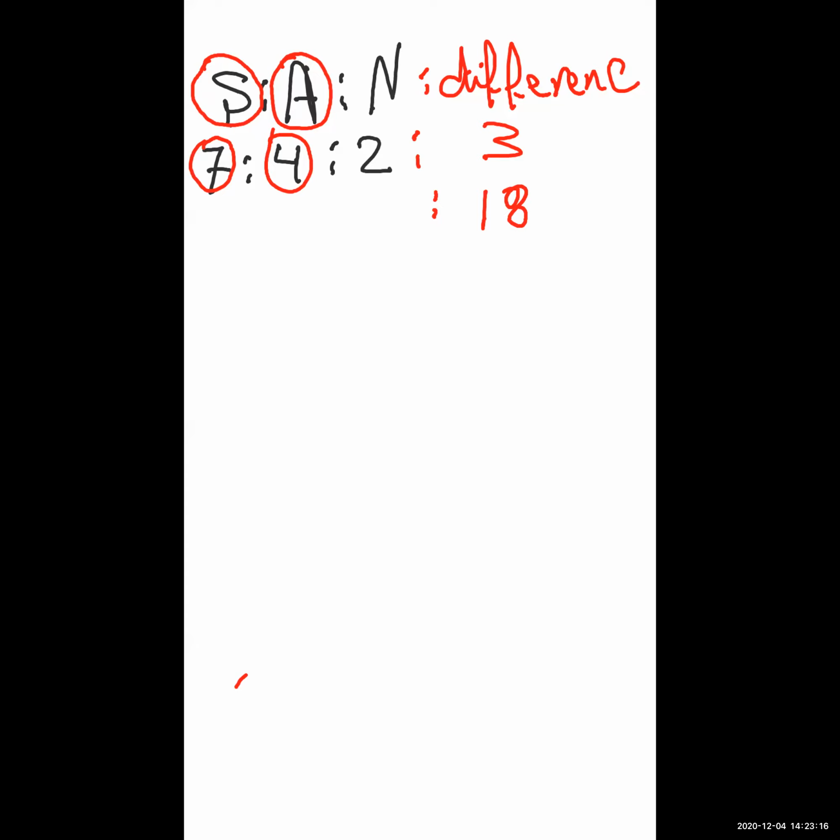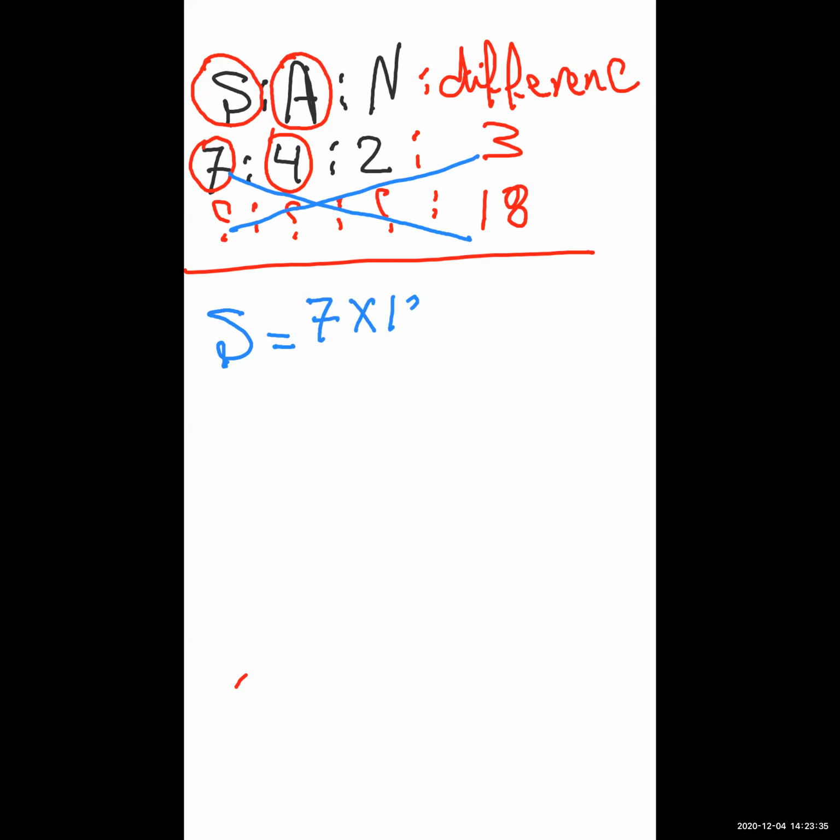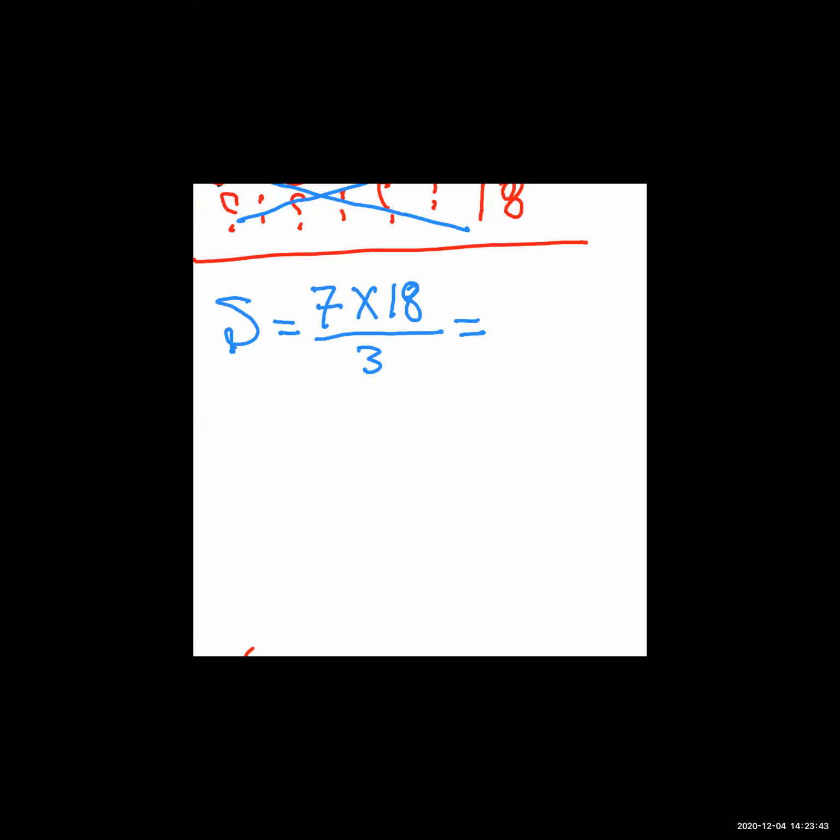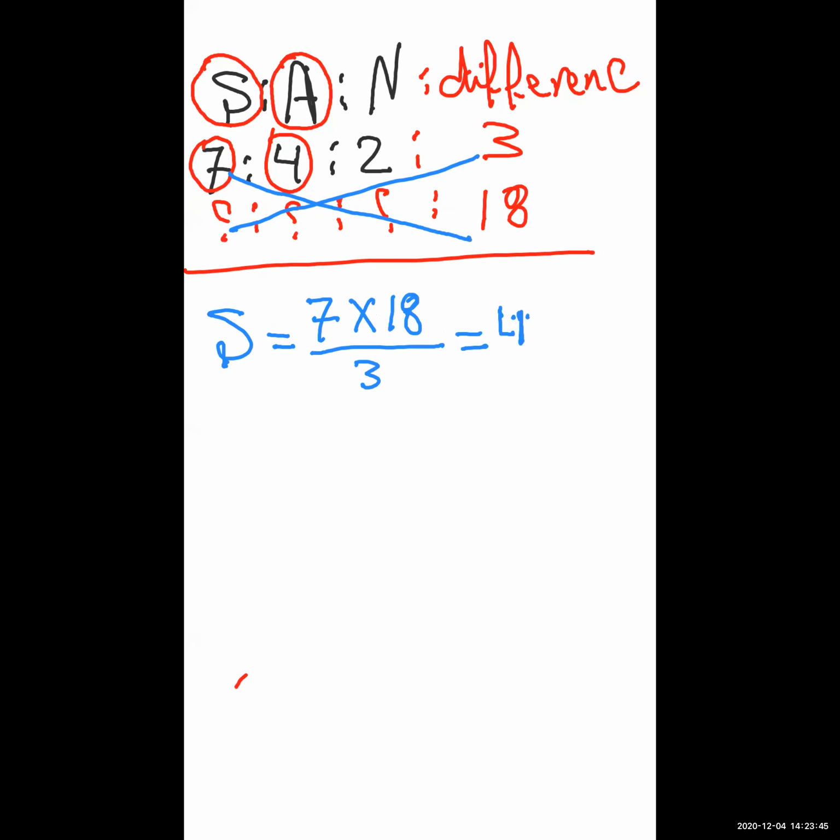Now find the share of each one. It's very easy. Again, using cross multiplication. So first, guys, I'm going to get the share of Sally. So Sally will equal, cross multiplication like this, 7 times 18 divided by 3. So it will equal 42. And don't forget to write the unit. We are distributing oranges, so 42 oranges.